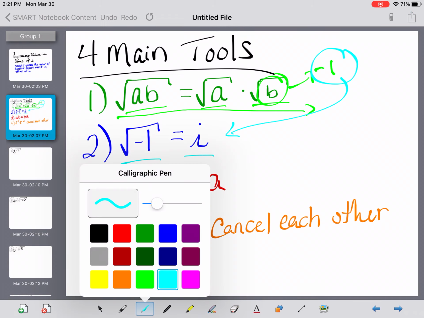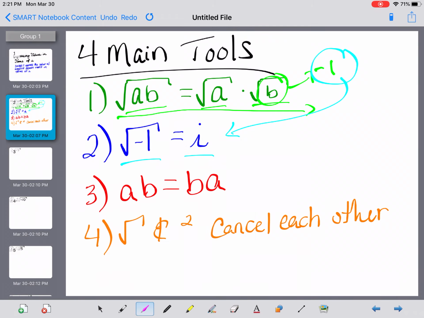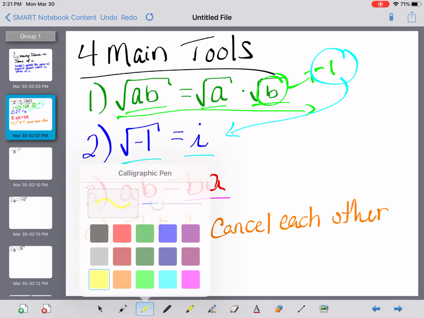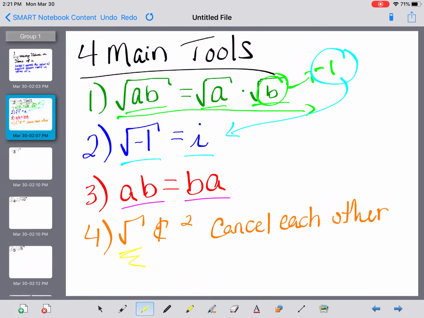Another tool that we're going to use is the fact that multiplication is what we call commutative. I can change the order and it doesn't matter. a times b is the same as b times a. I can write it with more variables, and it doesn't matter the order. So we're going to rearrange some things to make them make more sense. And the last thing that we've learned in the past is that square rooting and squaring cancel each other. So if they're within the same problem, all they do is cancel out each other.